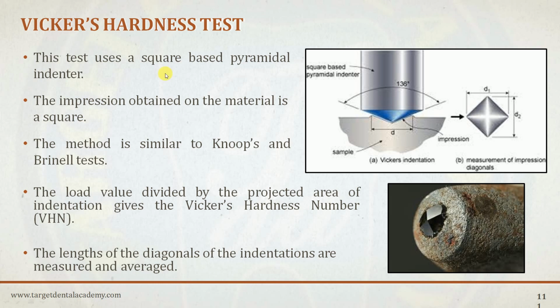So in this, the impression obtained on the material is a square. This method is used similar to Knoop's and the Brinell's test. The load value divided by the projected area of the indentation gives the Vickers hardness number. The lengths of the diagonals of the indentation are measured and averaged. These you can measure on the indentation.